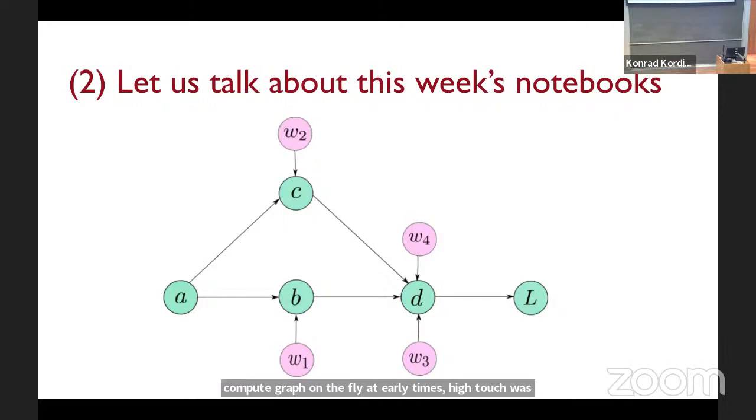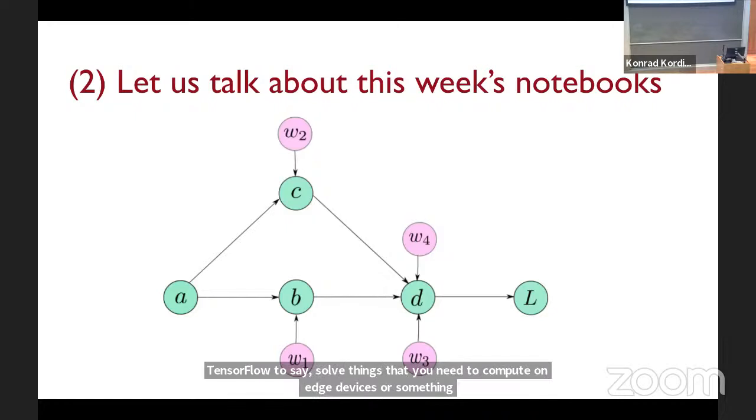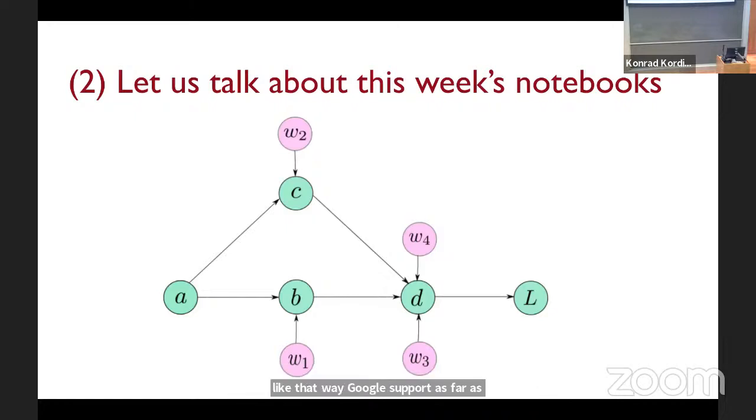PyTorch was doing that. TensorFlow wasn't doing it quite like this. And that's why PyTorch started winning out big time against TensorFlow. By now, TensorFlow has a similar functionality, and people often use TensorFlow to solve things that you need to compute on edge devices or something like that, where Google support, as far as I know, is much better.